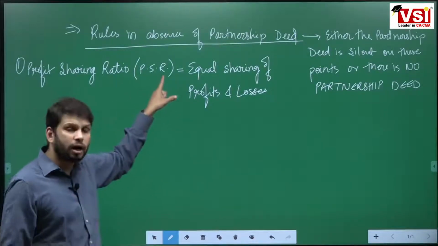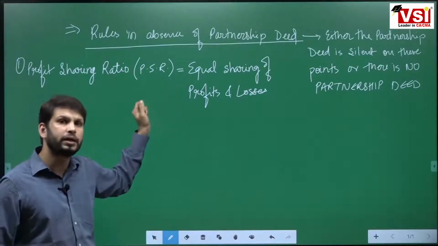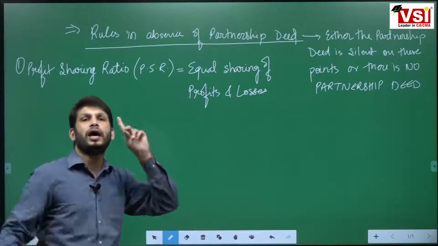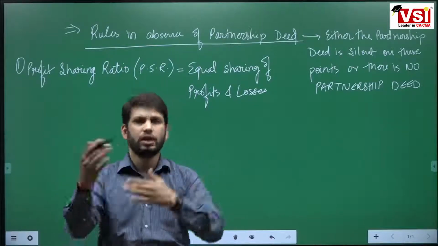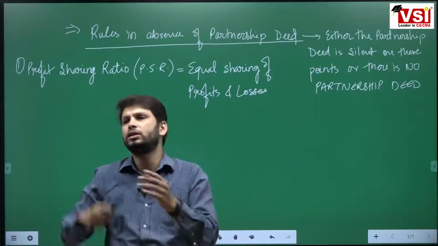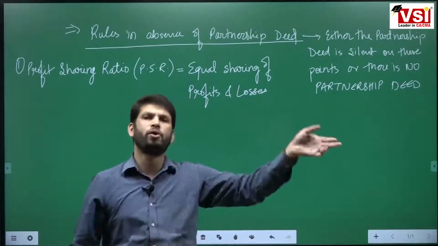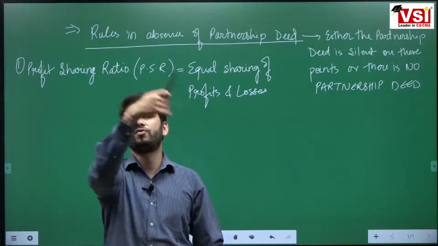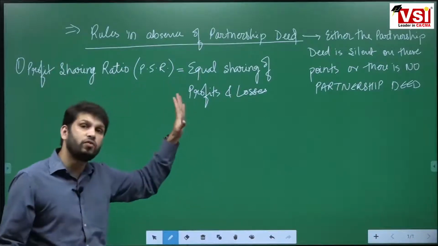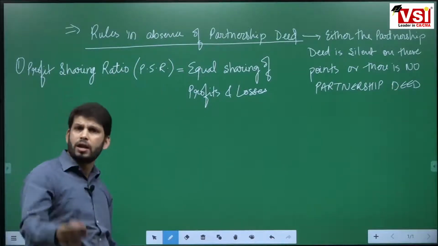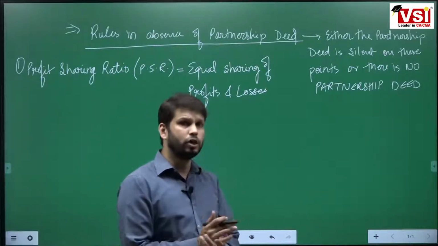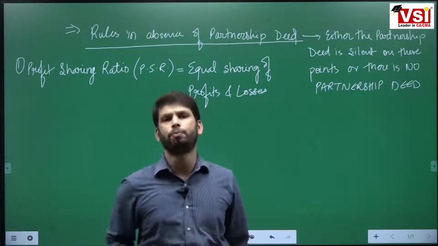Then the Indian Partnership Act 1932 says that the profits and losses will be shared equally. Like if there are two partners, 50-50; three partners, 1/3, 1/3, 1/3; four partners, 1/4 each; five partners, 1/5 each. Whatever the number, everyone will get an equal share. Let's say there are 8 partners, how will we do it equally? It's 1/8 for each partner.